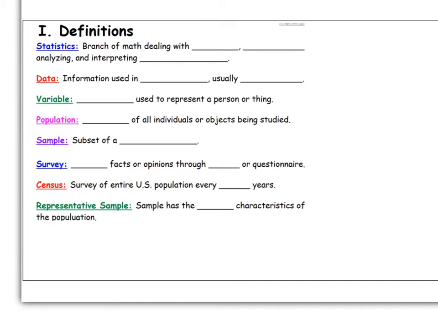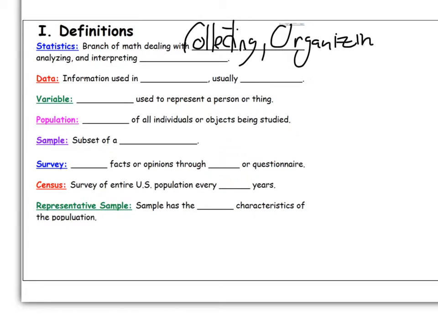In Learning Objective A, we're going to define a variable in the population. But before we do that, let's define even more words related to this chapter. The first is statistics. It's a branch of math that is dealing with collecting, organizing, analyzing, and interpreting data. Okay.